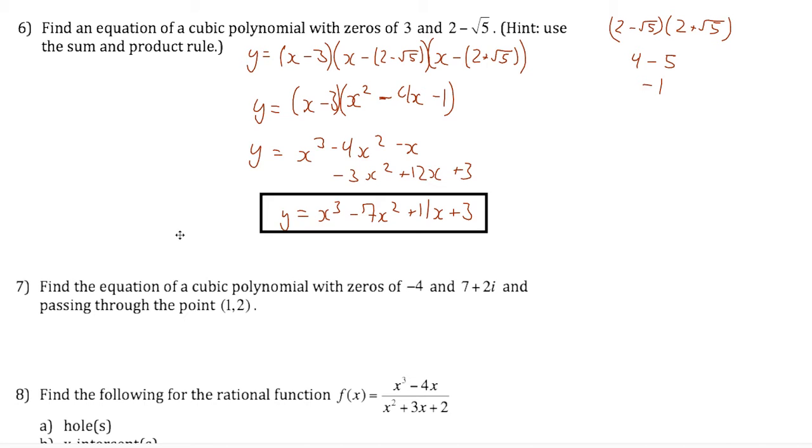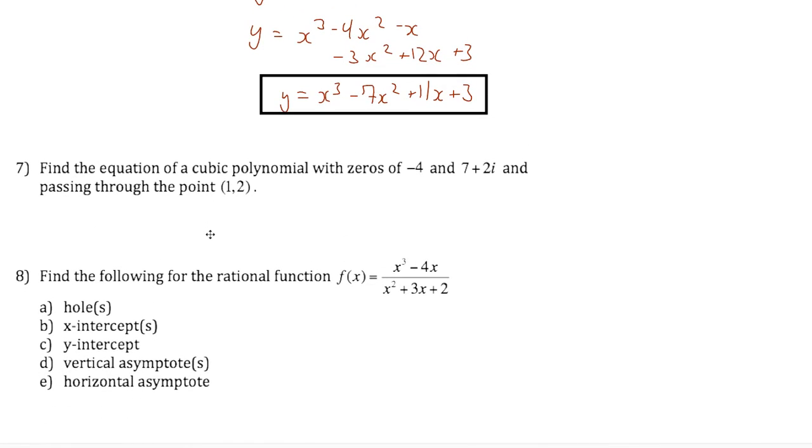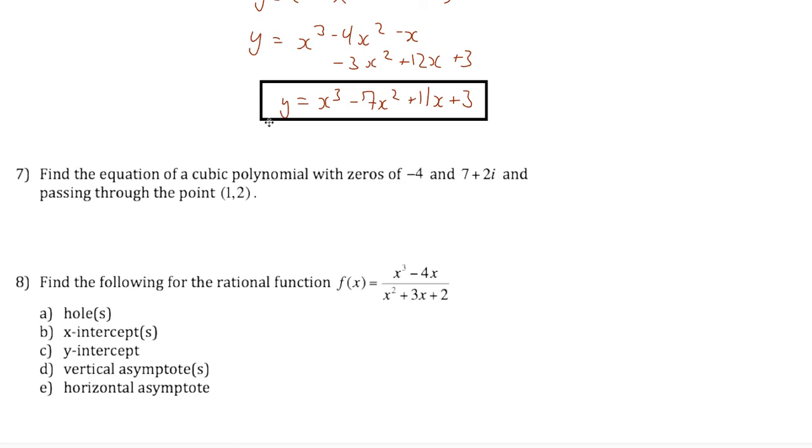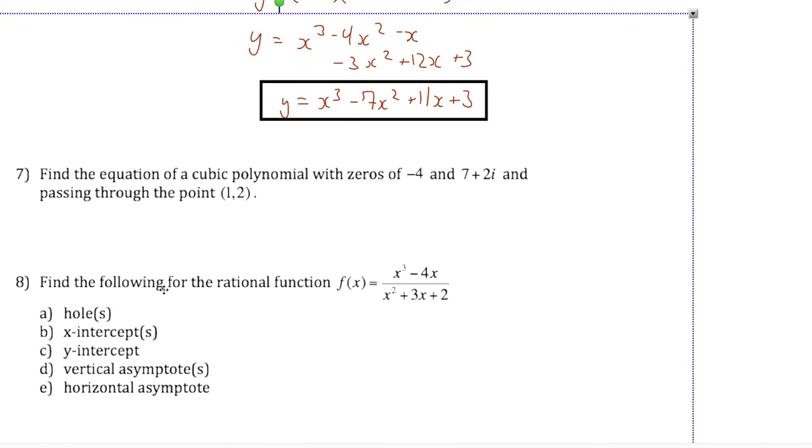We're going to do that same process again with number 7. Here we go. Find the equation of a polynomial with zeros of -4, 7 plus 2i, and passing through this point. So this means we're going to have a coefficient this time around. So actually, why don't I again copy this?